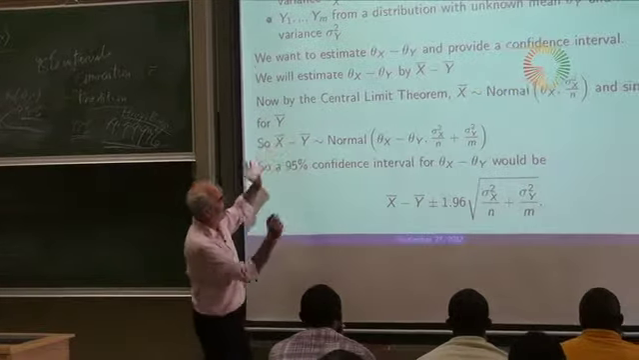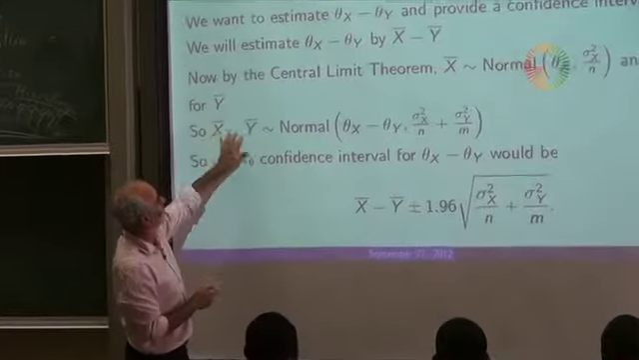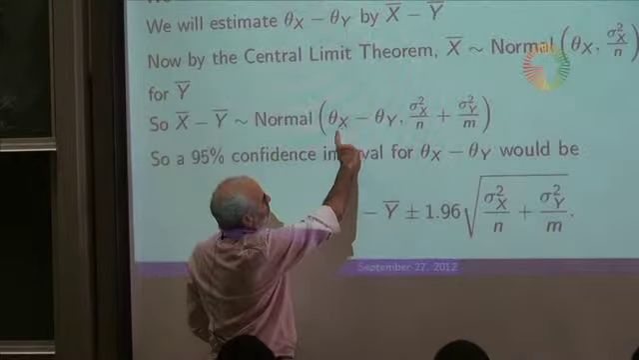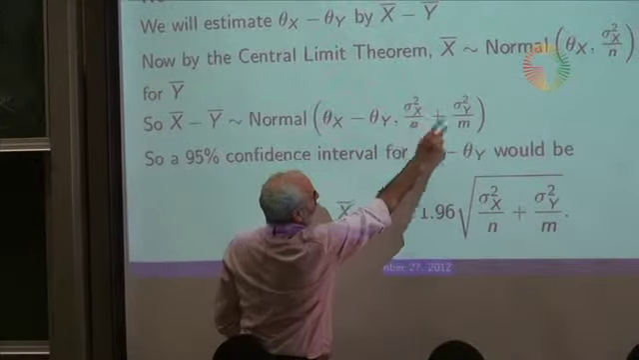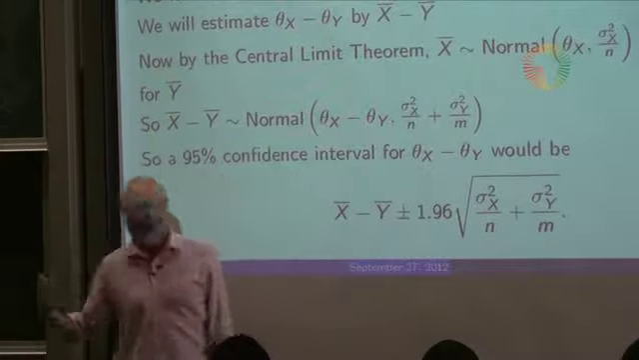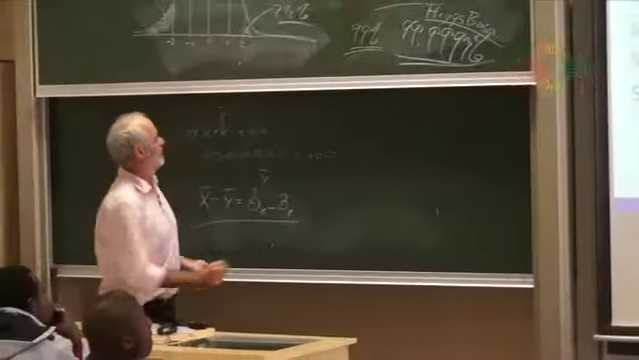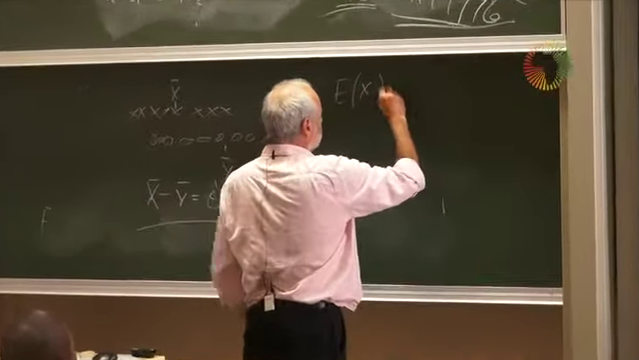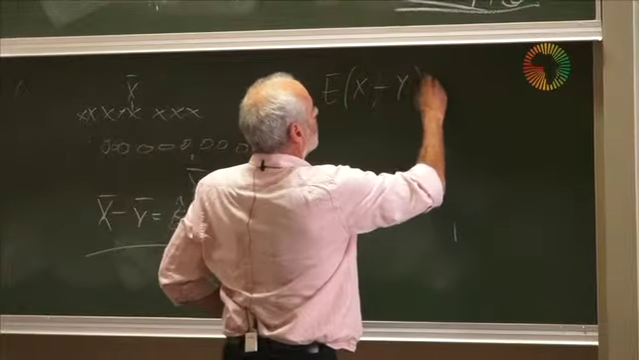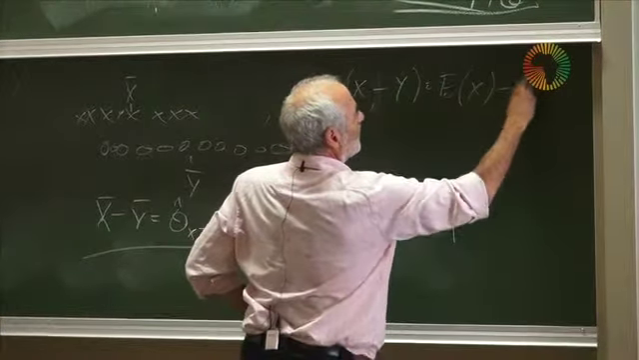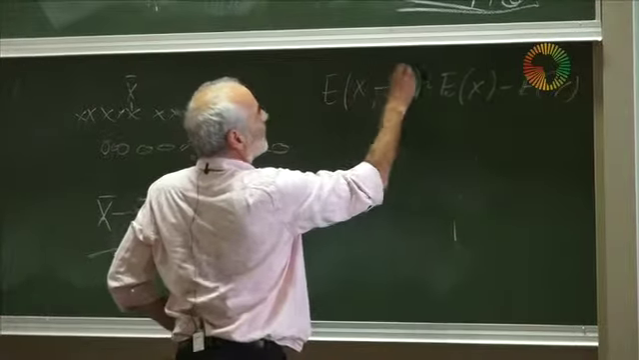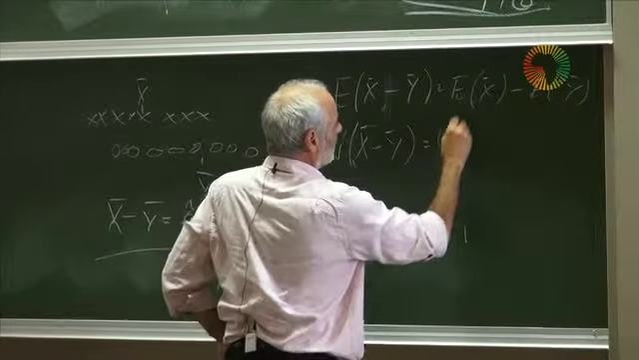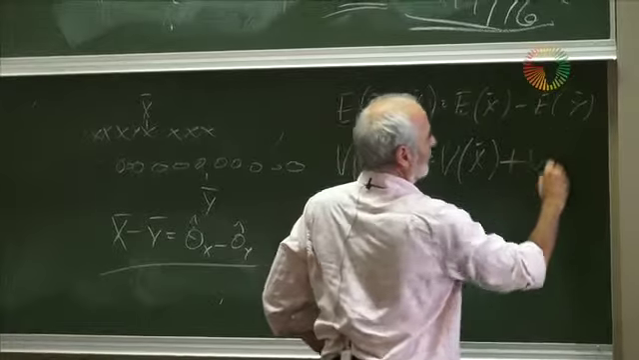Now, the trick is to realize that the difference between the means also has a distribution, and its mean is the difference between the means, and its variance is the sum of the variances. If you remember, with two variables, the expectation of x minus y is just the expectation of x minus the expectation of y. I'll put the bars in there. And the variance of x bar minus y bar is the variance of x bar plus the variance of y bar.